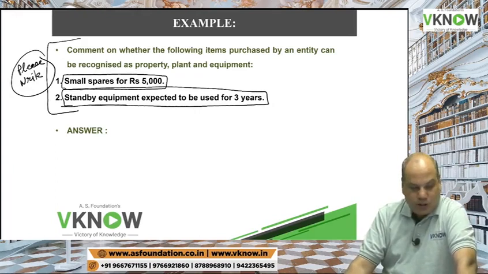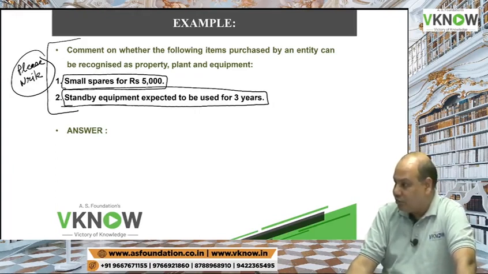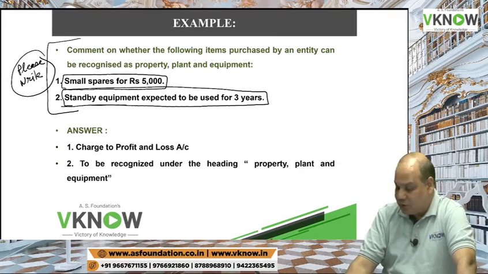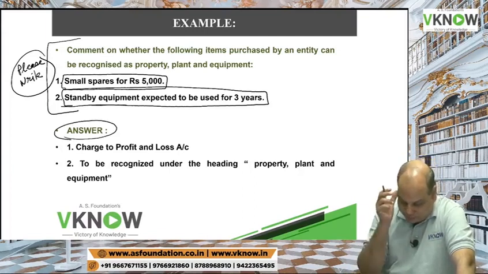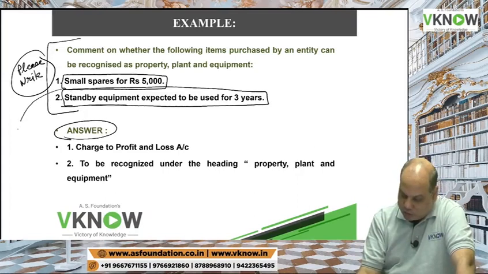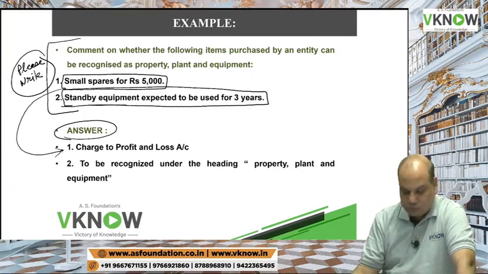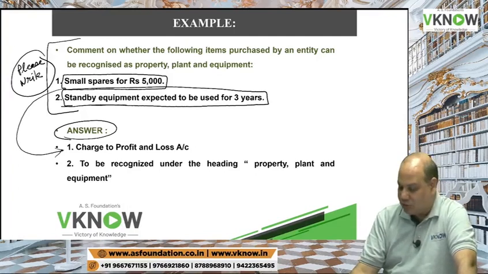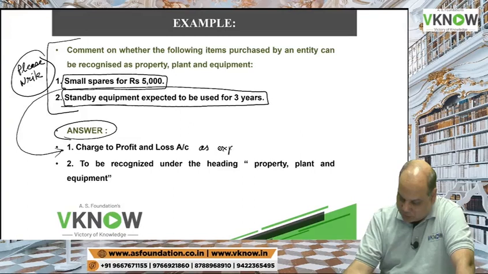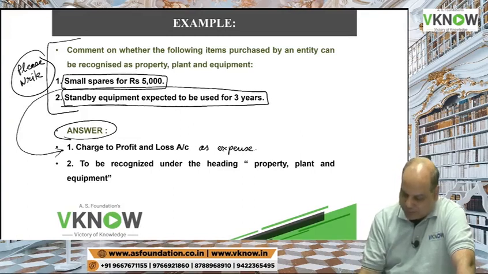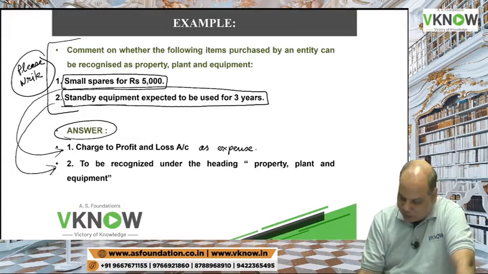Okay. So I am getting the answer. First one, AS-10 is not applicable, and for second one, AS-10 is applicable. So you are right. So please note down the answer. The small spares will be charged to P&L account as expense. And the standby equipment, second one, will be recognized under the heading PPE.